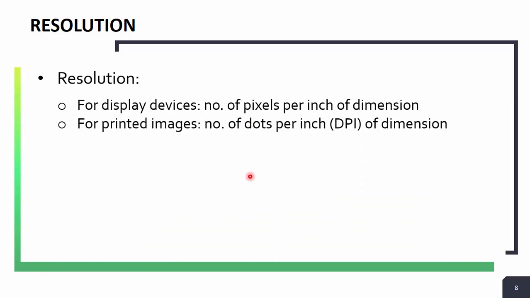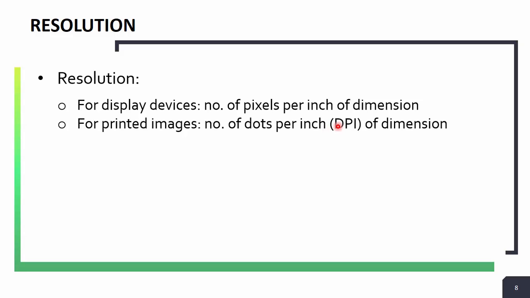Then now it comes to resolution. Resolution is the number of pixels per dimension. We can also say the number of dots. Pixels normally is for display devices. Dots is for printed images or printing devices. So the number of pixels, in next slides we will see what is the meaning of pixel, is actually dots also. The number of pixels or dots per inch is what we call the resolution.